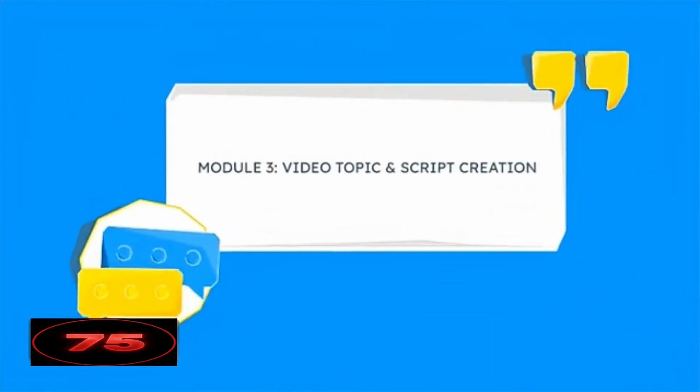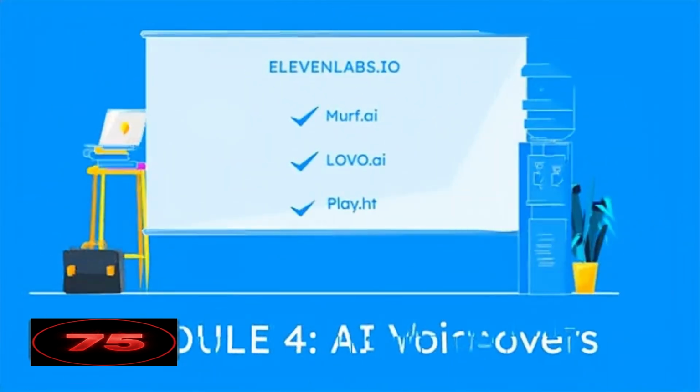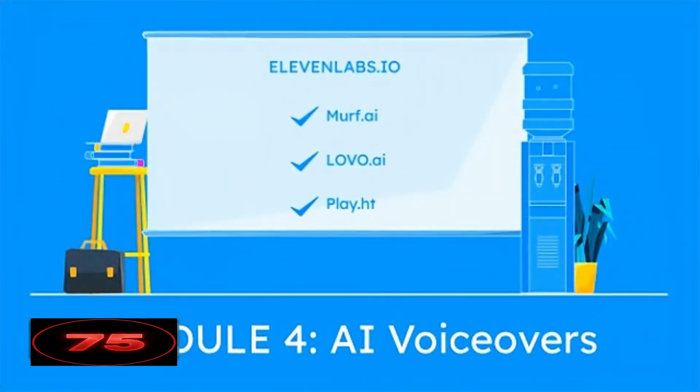Once your niche is set, the next step is video topic research and script writing. Use ChatGPT for video topics and generate scripts. No need to record your own voice, use AI voiceover tools. The best AI voice tools include ElevenLabs.io and Murf.ai.